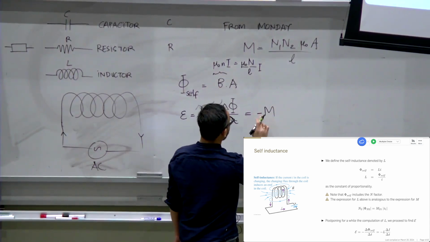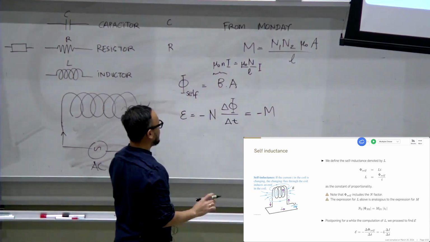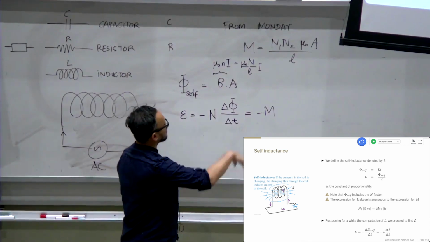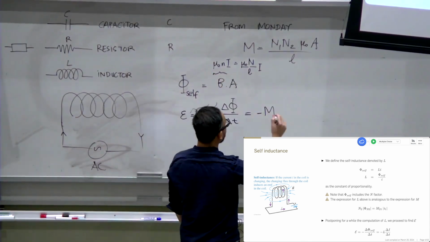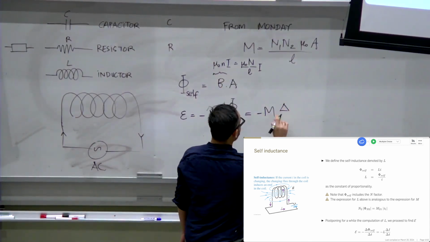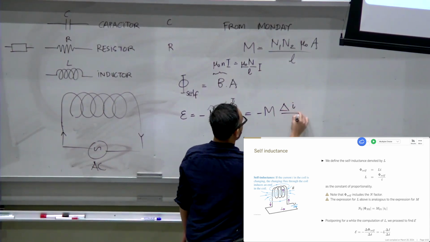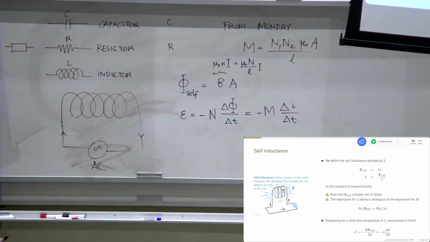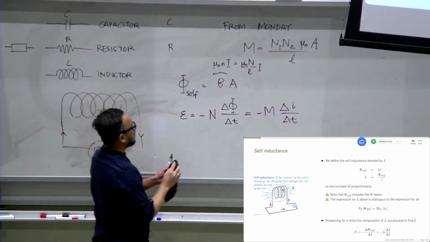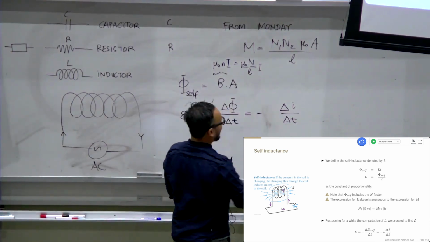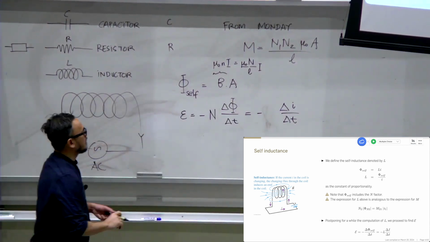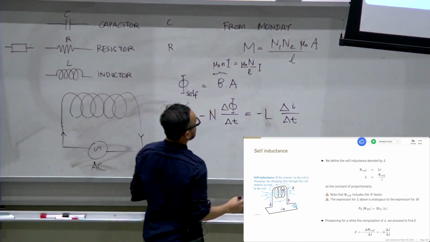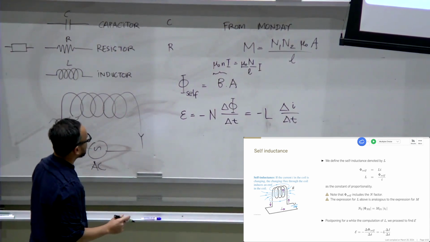I think on Monday I ignored the negative signs because the current goes from positive to negative and back. This is the definition of mutual inductance. But since this is only one coil, we use a different symbol, which is L. L is the inductance, or the self-inductance.